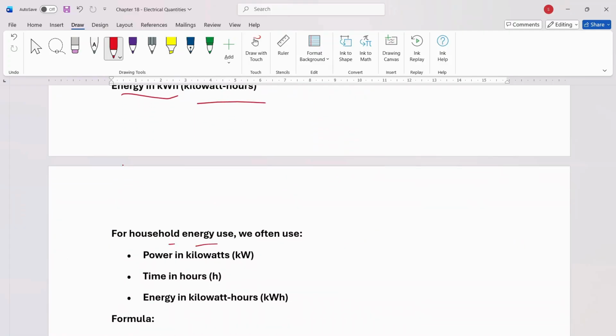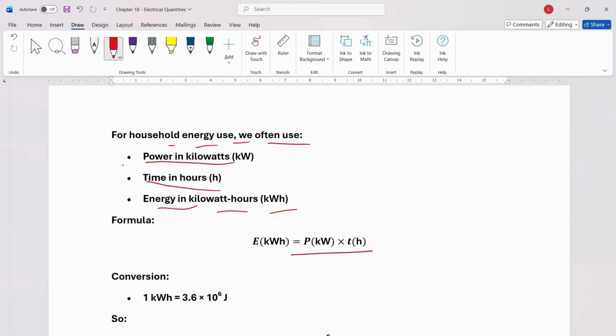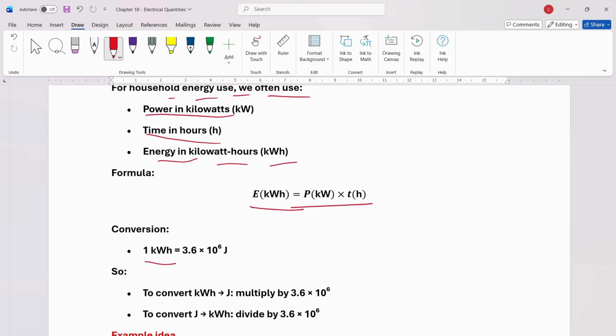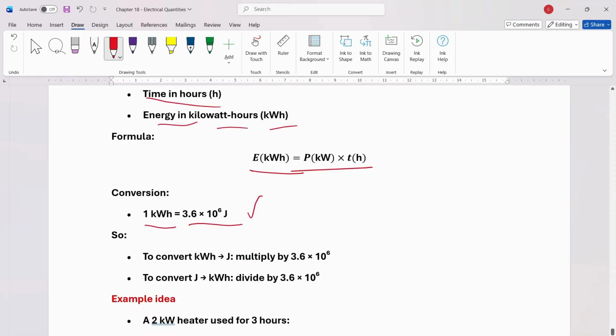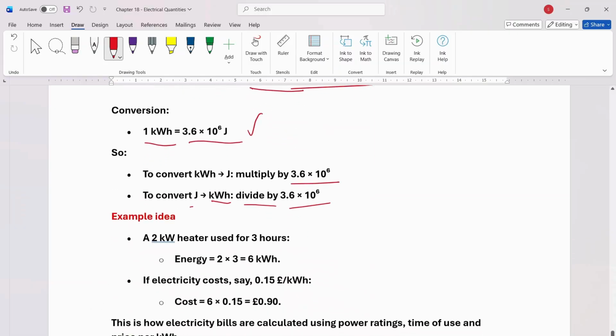For household energy use, we often use power in kilowatts and time in hours, giving energy in kilowatt-hours. So our formula will turn into this. Conversion: 1 kilowatt-hour equals 3.6 times 10 to the power 6 joules. To convert kilowatt-hours to joules, we multiply by 3.6 times 10 to the power 6. To convert joules to kilowatt-hours, we divide by 3.6 times 10 to the power 6.